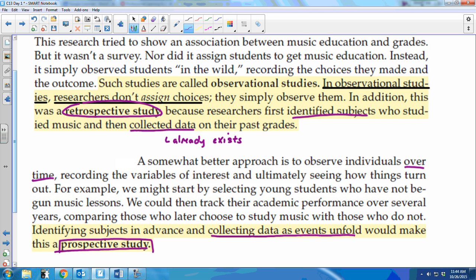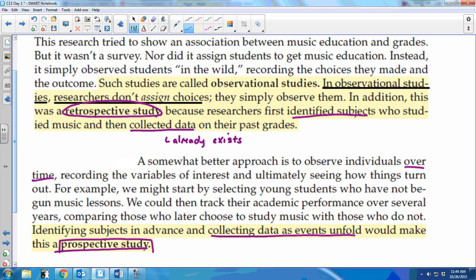So same scenario. Let's say I want to know how band or orchestra influences your grades. Then I would identify the freshman class now that are in band, and I would look at their grades at the end of this year. Then I'll go back and look at their grades again in sophomore year, and then at the end of their junior year and senior year. So I'm identifying people and using data that doesn't exist yet, doing things over time.